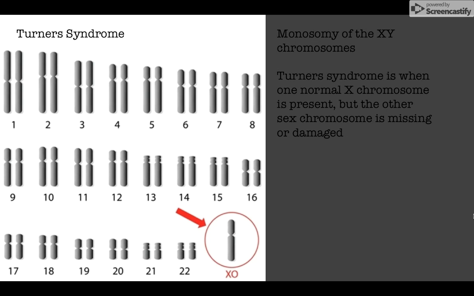Another karyotype chart here, and on this one, we can see that there is a monosomy on what is supposed to be the X and Y chromosomes. This indicates to us that this individual has Turner syndrome. Another interesting fact, Turner syndrome is when one normal X chromosome is present in a female's cells and the other sex chromosome is missing or structurally altered.